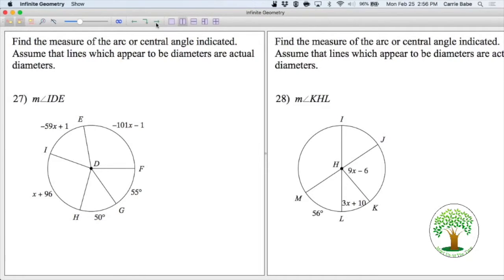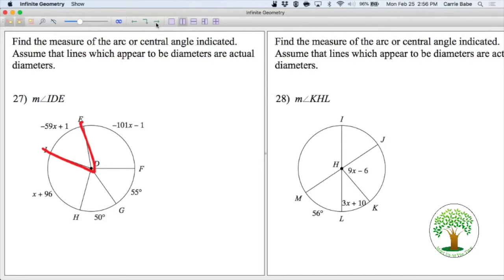All right, we're going to 27. What are we going to do with this one? It said find the measure of the arc. We're trying to find IDE. Too many numbers. Couldn't we do the same thing we did on the other one, add them all up? And they equal how much? 360, right?